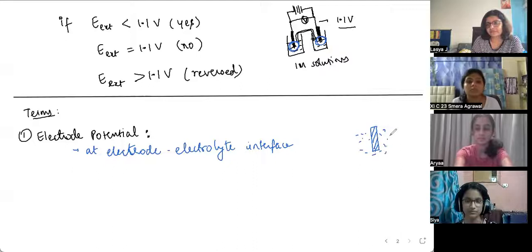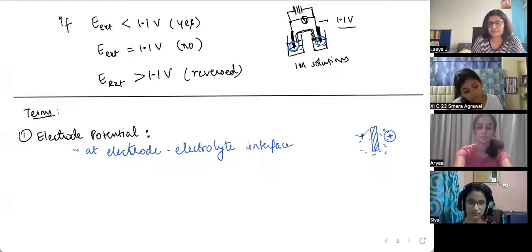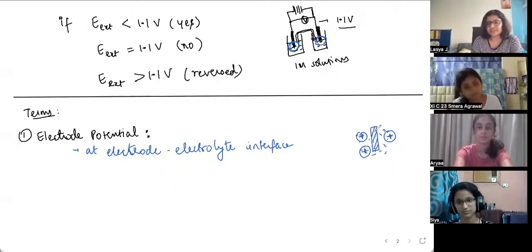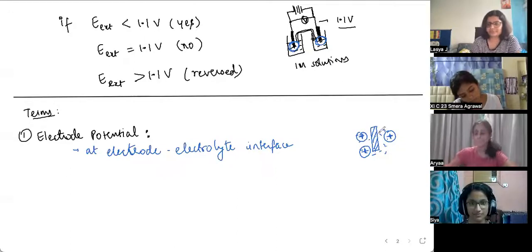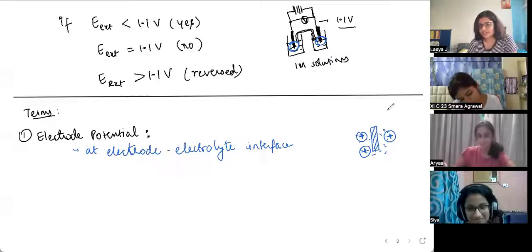The electrolyte has its positive ions. Usually we talk about metals, so it's surrounded by the positive ions. So in this particular exchange, when M plus leaves the electrolyte and is deposited on the electrode, the electrode ends up getting a positive charge.